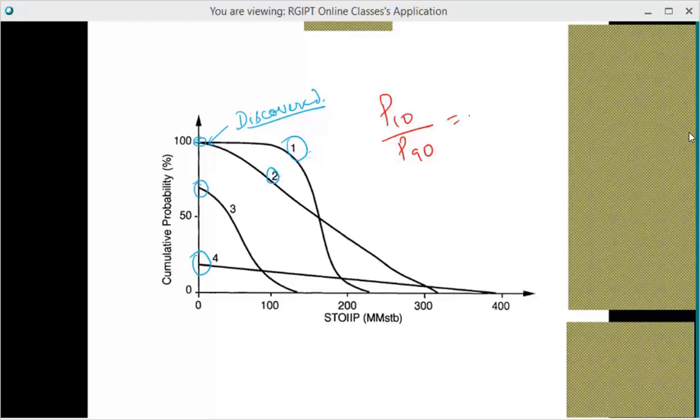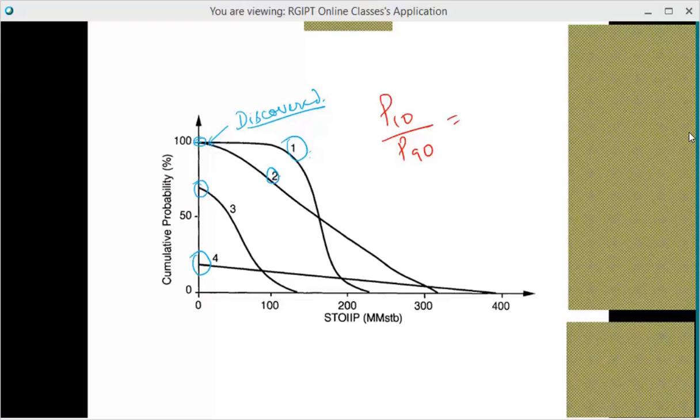Now, if you look at curve number 3, as you can see, it is more of a discovery, exploratory area, because the exploratory area may be adjacent to some known basin, so you still have quite a good estimate of the occurrence of a reserve for 3.